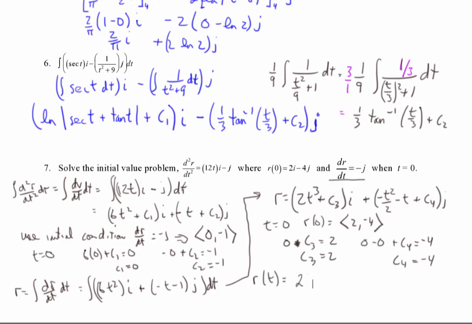r of t equals 2t cubed plus 2. That's our i component. And then I'm going to factor out the negative because they're all negative. I could have done that earlier, but you would just have to be careful about using the initial condition. Plus 4j. And that's it. I could leave that negative inside the j component, or I could factor it out. It doesn't make any difference at all. And that is our last one.